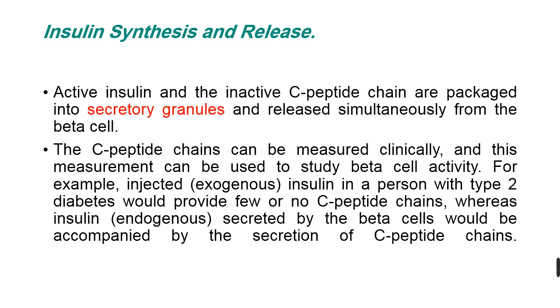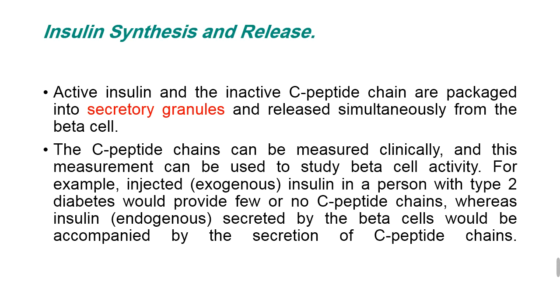The C-peptide chain can be measured clinically. Why? This measurement can be used to study beta cell activity. For example, injecting exogenous insulin in a person with type 2 diabetes will provide few or no C-peptide chain. Why? Because it is exogenous, from the outside of the body.